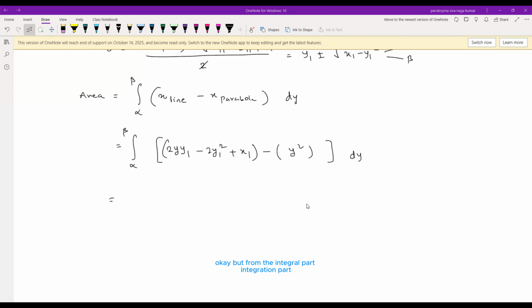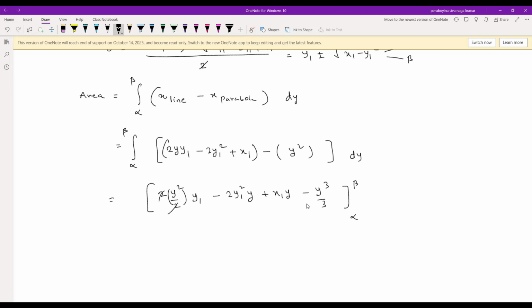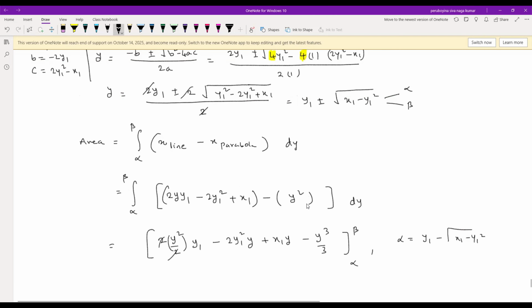From the integration part, so 2 into y integration, y square by 2, 2 got cancelled, into y1, where y1 is a number, minus 2y1 square with respect to y, so it will be into y, plus x1 into y, minus y1 y square integral, y cube by 3, and it is completely under limits alpha and beta, where alpha is equal to y1 minus root of x1 minus y1 square and beta is equal to y1 plus root of x1 minus y1 square.